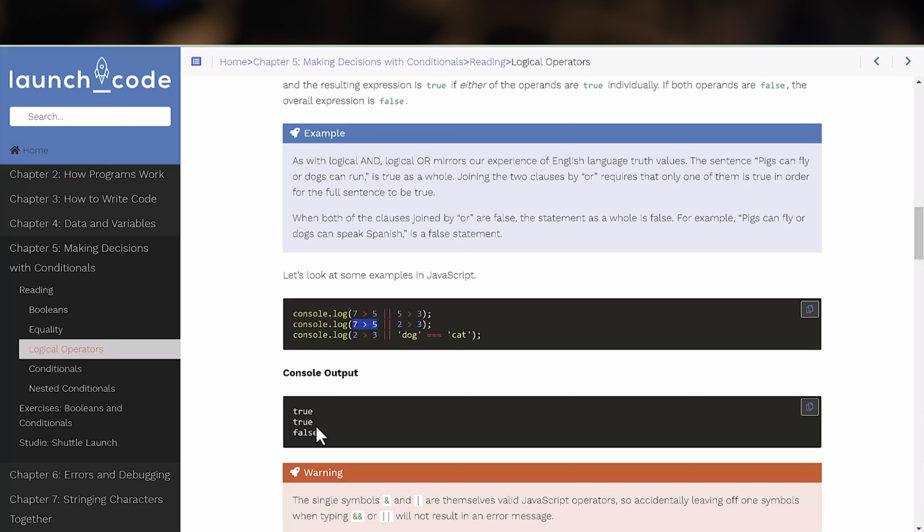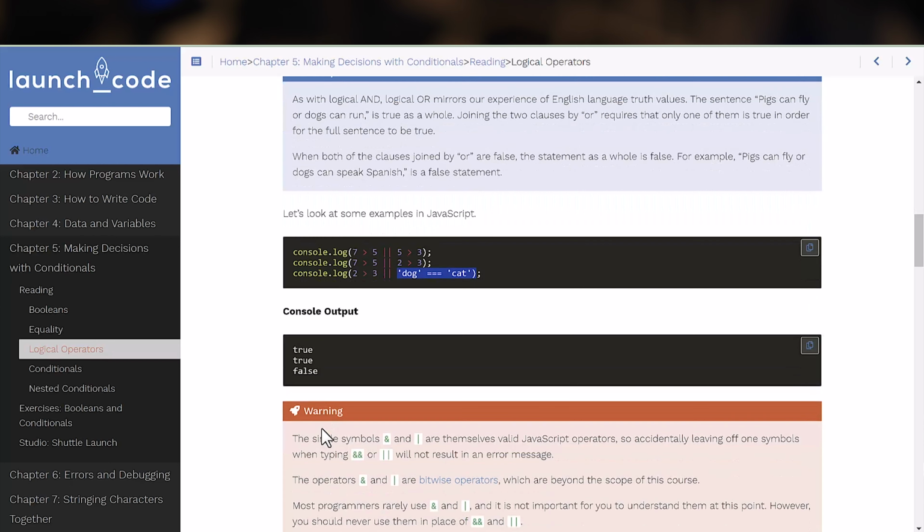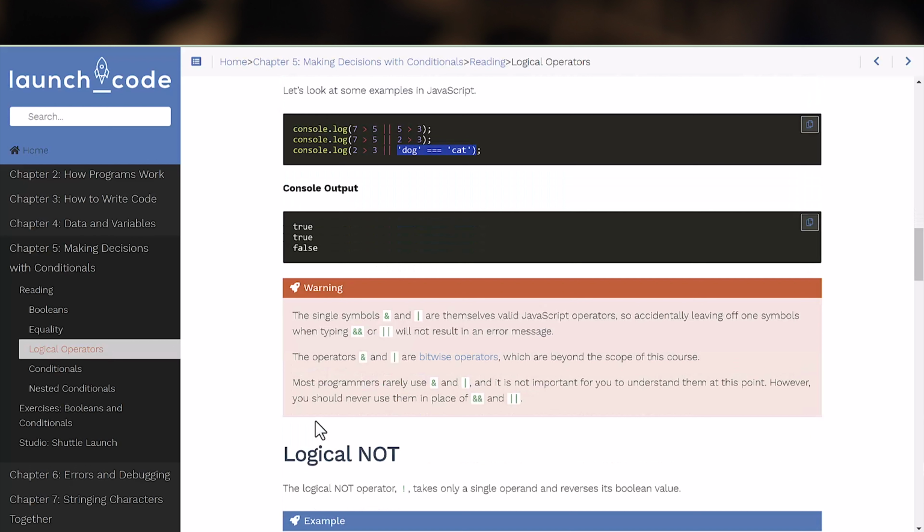When both of the clauses joined by or are false, the whole statement is false. So let's look at this. 7 is greater than 5, or 5 is greater than 3. Right there, we know that's true. 7 is greater than 5, or 2 is greater than 3. Even though 2 is not greater than 3, just because 7 is greater than 5 is true, the whole thing is true because of the or. And the same way here, is 3 greater than 2, or greater than 3? No. Is dog triple equal to cat? No. So now that's false.